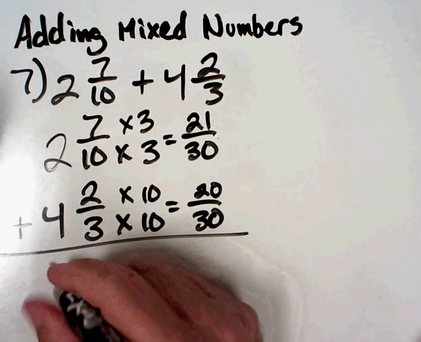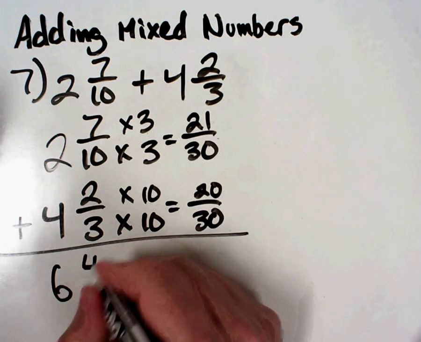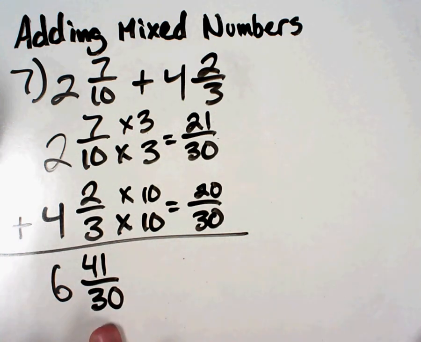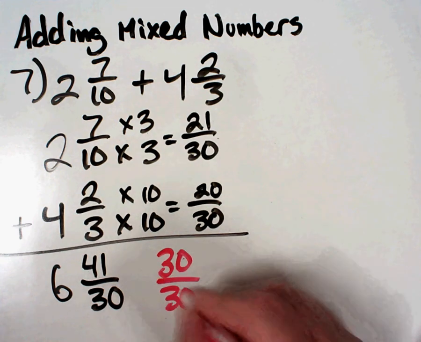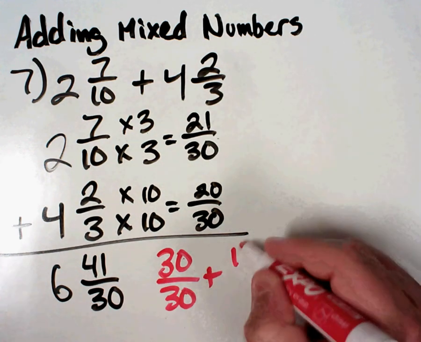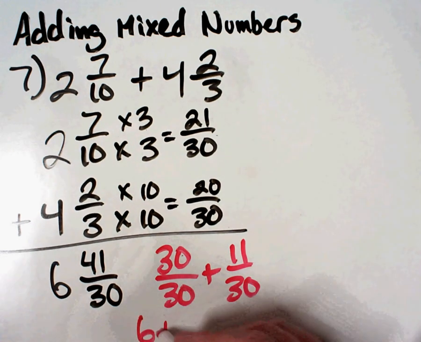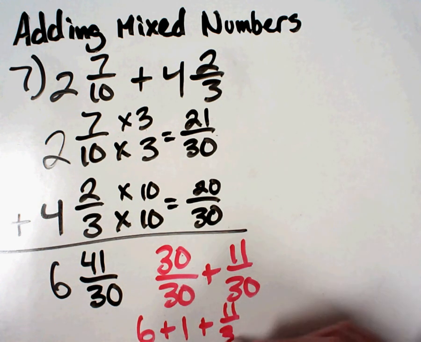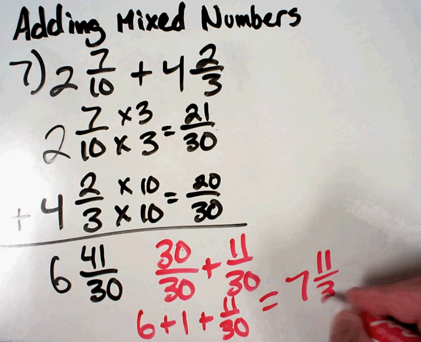2 plus 4 gives me 6. 21/30 plus 20/30 is going to give me 41/30. Now once again, this is improper. So, just like we did before, some of you may be able to look at this and say, you know what, I can pull one whole, 30 over 30, out of that and be left with 11/30. And so I end up with 6 plus 1, because that 1's coming from this one whole right here that I pulled out, plus 11/30, and get 7 and 11/30.